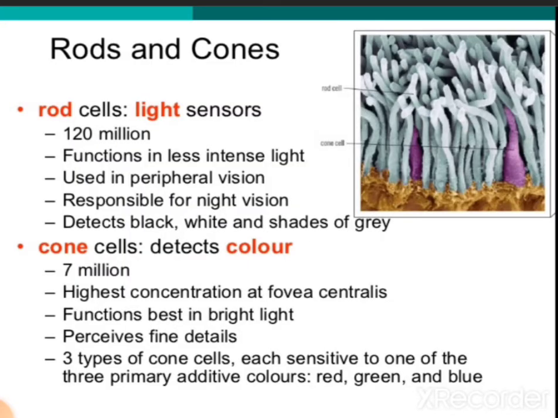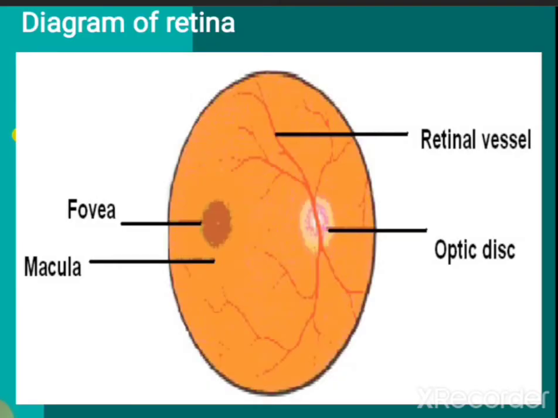Then rods and cones. Rods are the light sensors. They are 120 million in number, and they are responsible for detection of the black and white shades of gray. While cone cells are the colored ones. They detect the color. These are 7 million in number, and there are 3 types of cone cells which are sensitive to the 3 primary colors, that is red, green and blue.